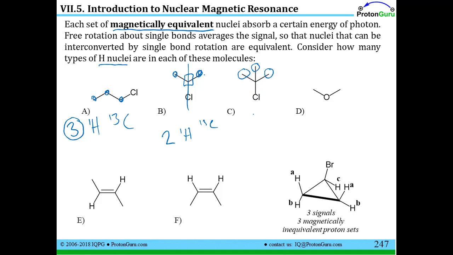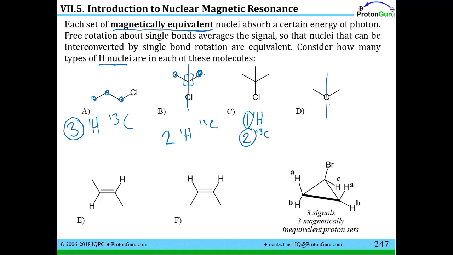So all nine of these protons on these three methyl groups would collectively give you one signal in the proton NMR spectrum. What about the carbon NMR spectrum? Well, these three carbons are also equivalent to one another, so they would give us one signal. But you see there's another carbon here. It doesn't have any protons on it, so a proton NMR spectrometer would not detect that nucleus, but the carbon NMR would. So we would see two signals in the carbon 13 NMR spectrum for this molecule.